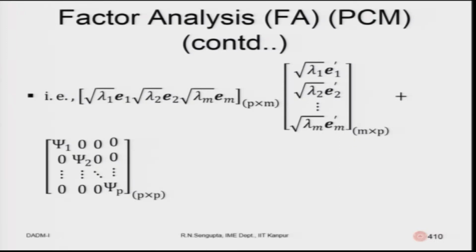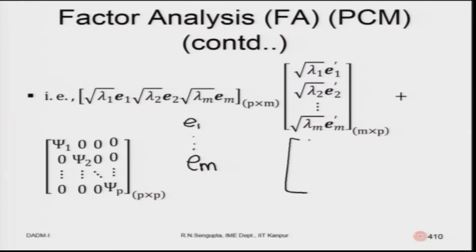That means this E1 to EM which we have. Obviously M and P would be related, I will come to that. These are the orthogonal unit vectors which will be in the directions of the first, second, third, fourth, till the mth one. So E1 technically would be the vector where the first element is 1, and the next values are all 0. So this will be E1.